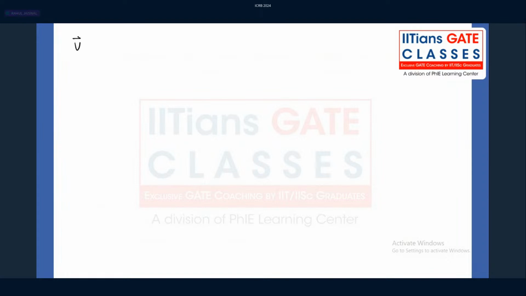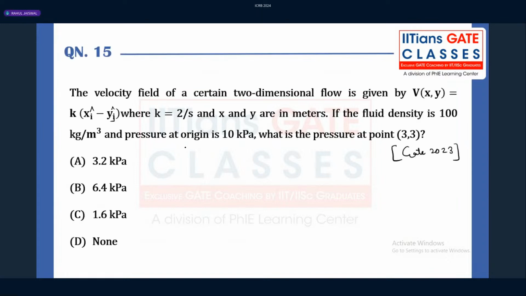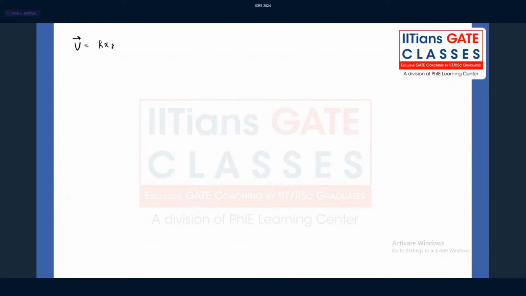The velocity vector is kx i minus ky j cap. If you see carefully, the u component of velocity is kx, and the v component of velocity is minus ky. So here we have the u component and here we have the v component. Now coming back to the next part.